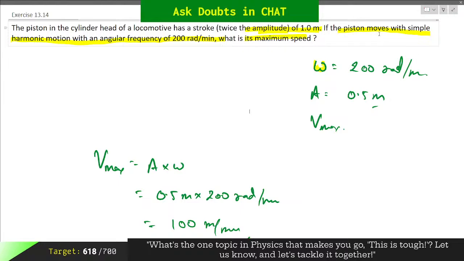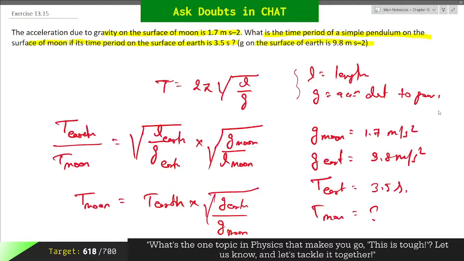Now the piston moves with simple harmonic motion, and we have to find the maximum velocity. We know that maximum velocity is given as a times omega, the amplitude times omega, and that would be equal to 0.5 meter, the amplitude, times omega, 200 radians per minute. So it would be equal to 100 meter per minute. Let's move to the next question.